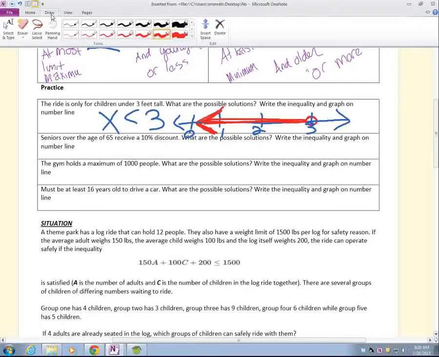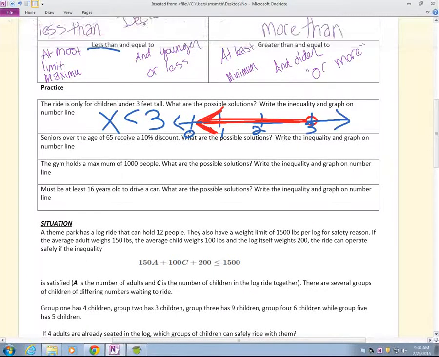Let's do another one. So we have seniors over the age of 65 receive a 10% discount. What are the possible solutions? Write an inequality and graph on the number line. Now what it means by possible solutions is that everything that fits into that criteria is going to be covered by that red line that we did above it.